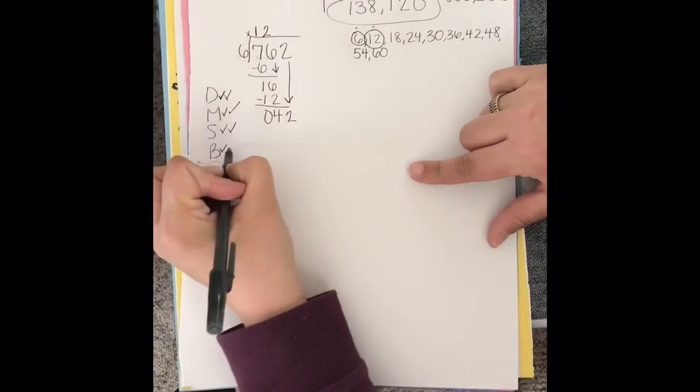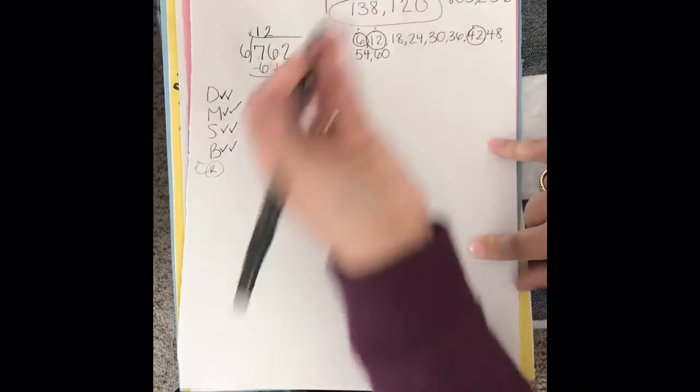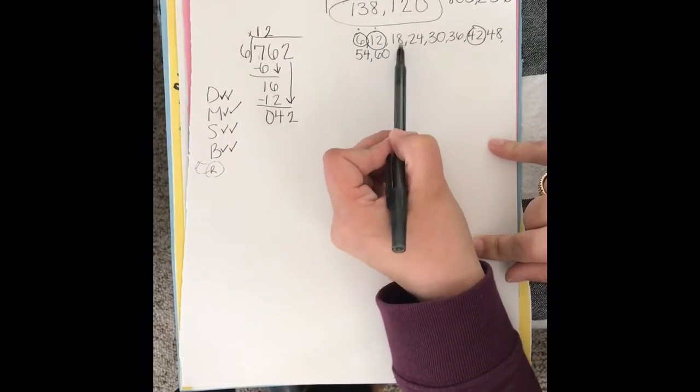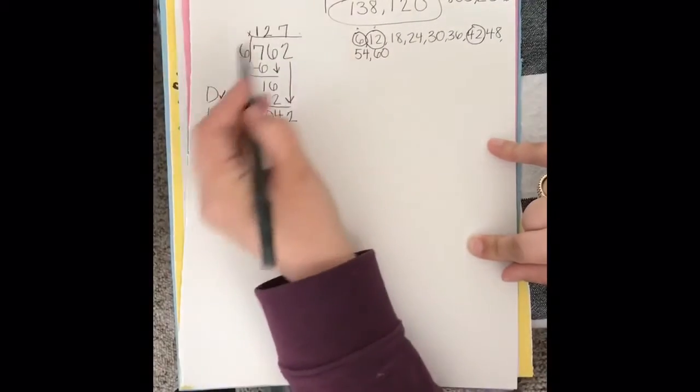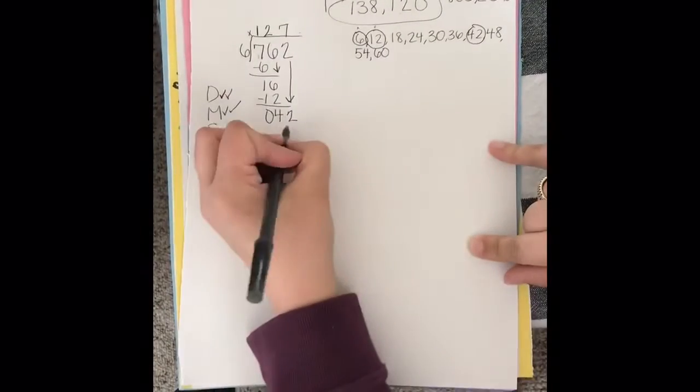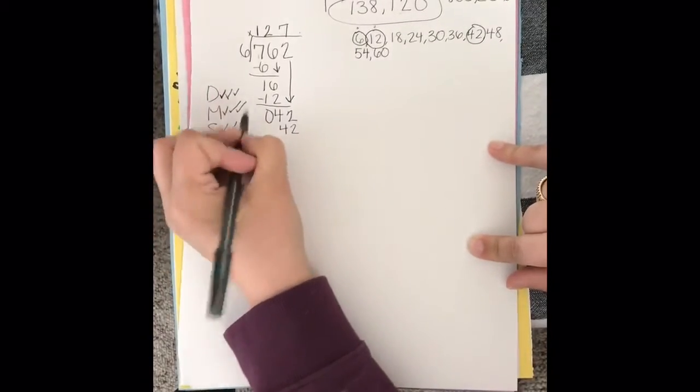I'm looking for the number 42. Ooh, I see it. How many times? 1, 2, 3, 4, 5, 6, 7. 7 times 6, well, we just said it, was 42. Now we subtract.